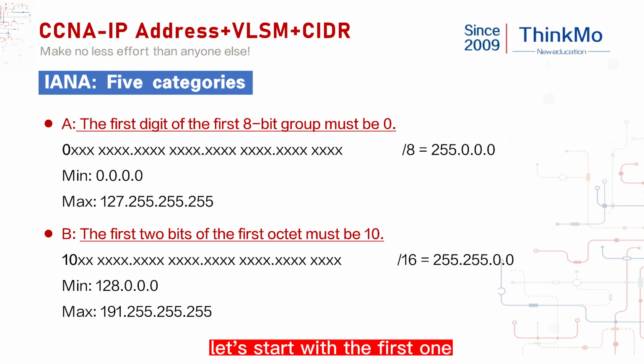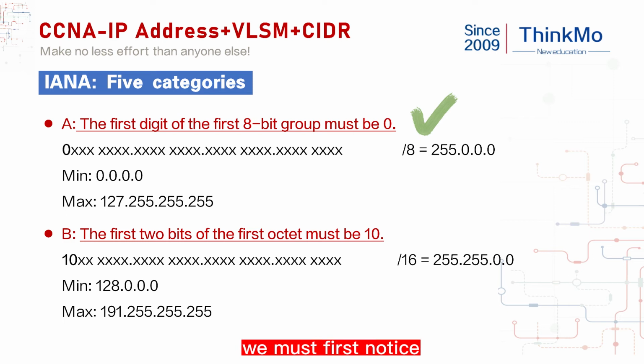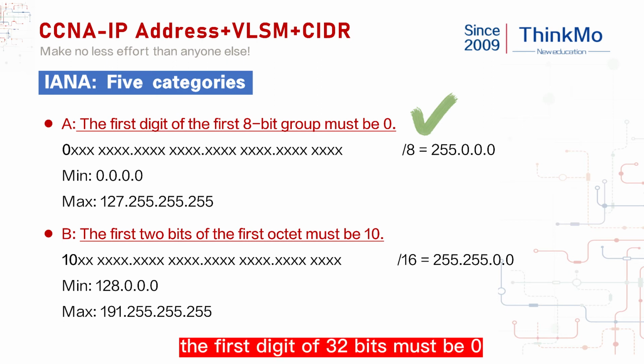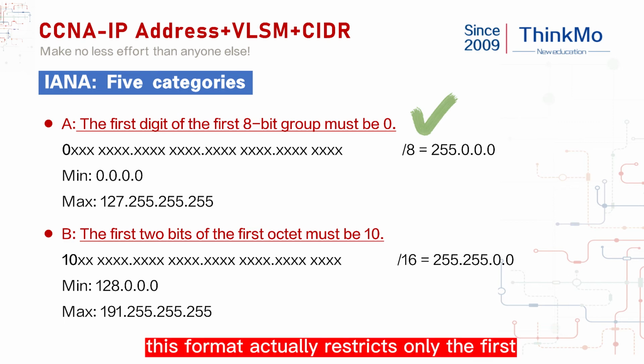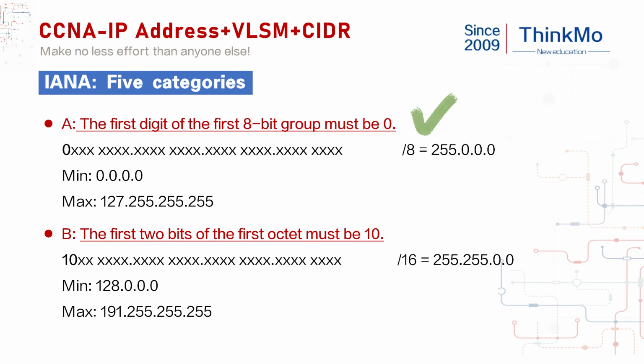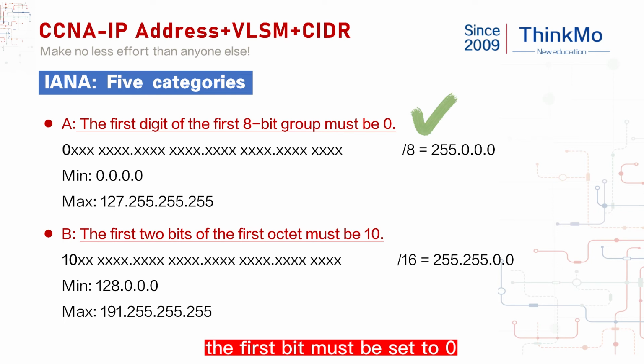Let's start with the first one, Class A address. For Class A addresses, 32 bits in total. Usually 32 bits are divided into 4 octets. We must first notice the first bit of the first octet must be 0. That is, the first digit of 32 bits must be 0. I don't care what's behind. This format actually restricts only the first bit. It doesn't matter what happens after. The first bit must be set to 0.